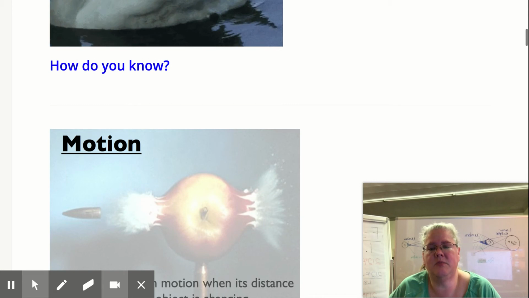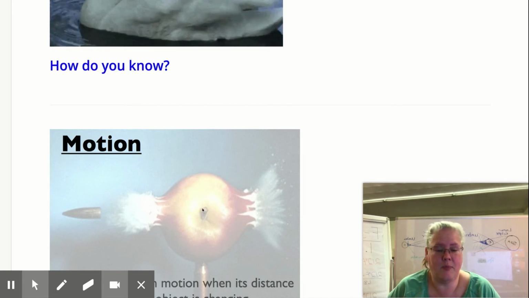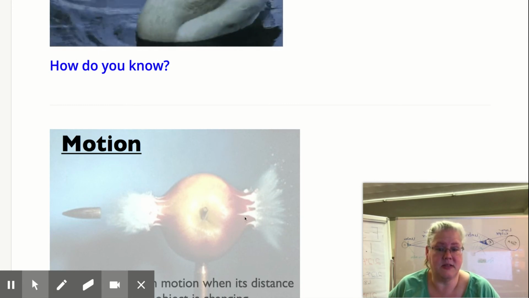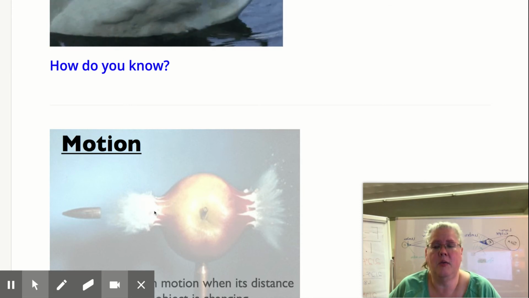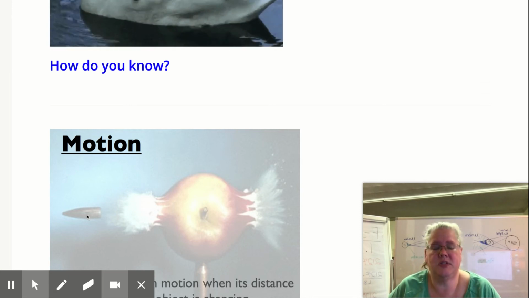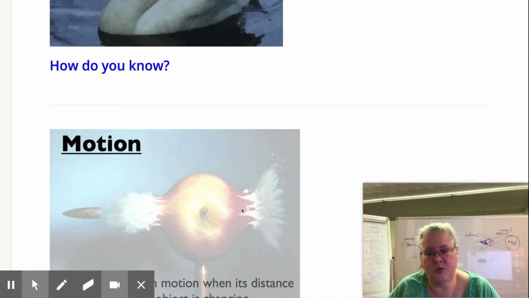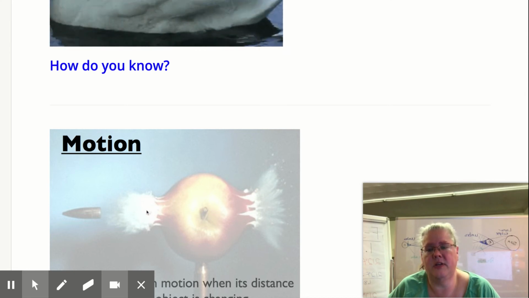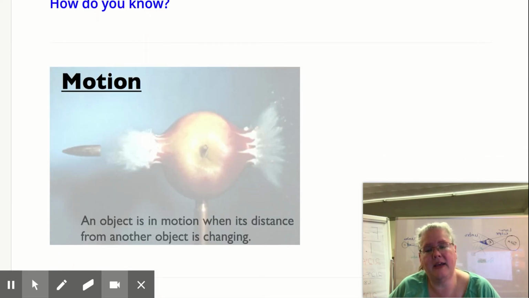So what is motion? Can you tell me what's in motion here? Well, if you said the apple, part of it is because it's spewing out the back and the front, but the thing that was in motion actually was the bullet. It actually entered through this side. There's the entrance hole. Here's the exit hole. It made pie. So the definition of motion is an object is in motion when its distance from another object is changing. That's the definition of motion.